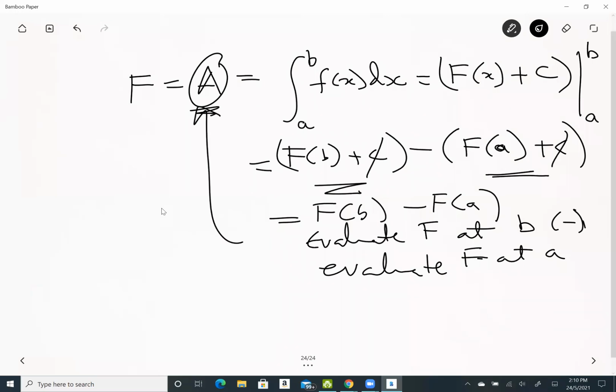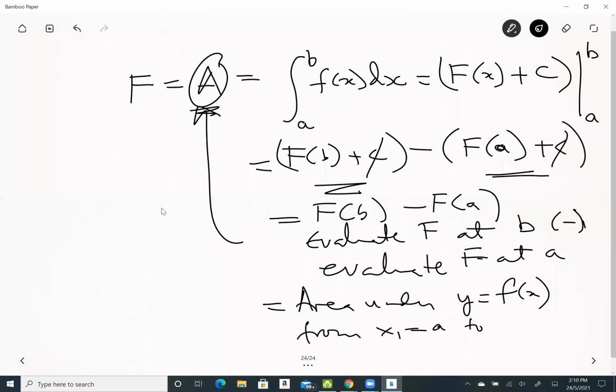Now, what is A? A is simply short form for the area. Area under the function, sometimes you call it under the curve, from x1 equal to a to x2 equal to b. So the definite integral, you will get a value. We call the value A. F(b) minus F(a), we call it equal to A. And what is it? It's the area under the curve, under the function, from a to b.